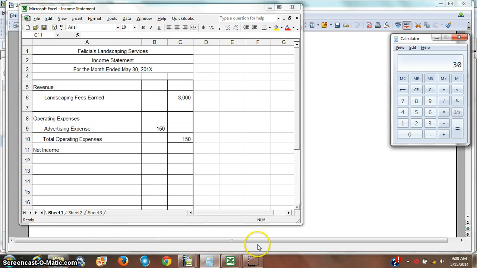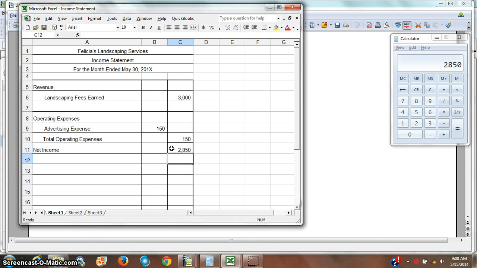On my calculator, $3,000 minus 150 is $2,850. That's the amount of net income I had for the month. And then I'm also going to put a double line here at the bottom. So notice the lines that I put on this form. There's a line here for the subtotal, then a line showing that I'm combining these two numbers, and then a double line here to show that this is the final answer.